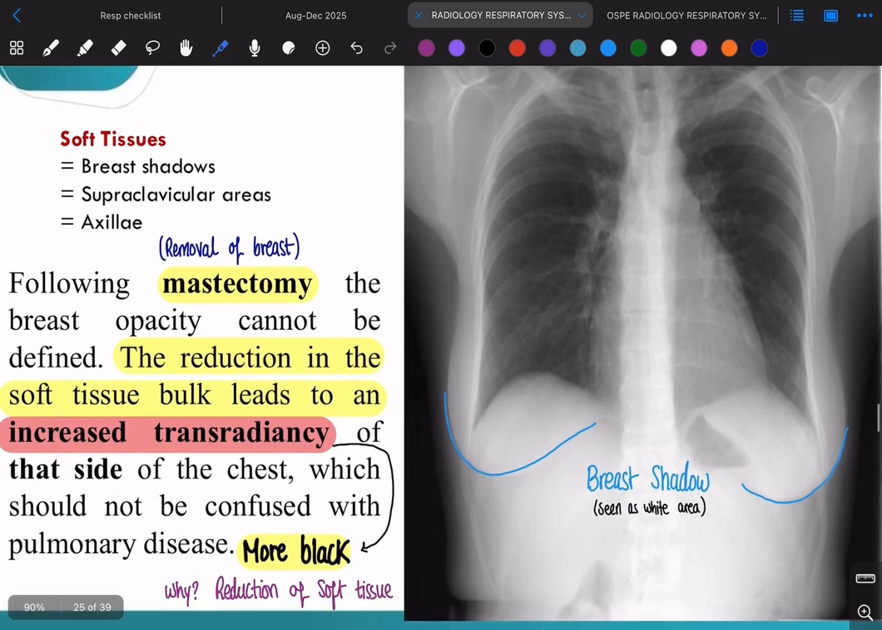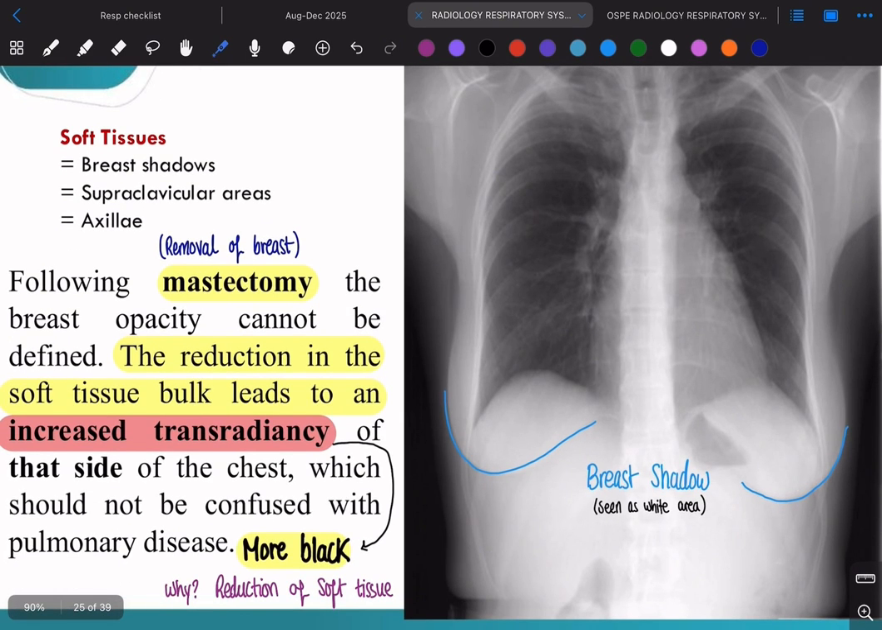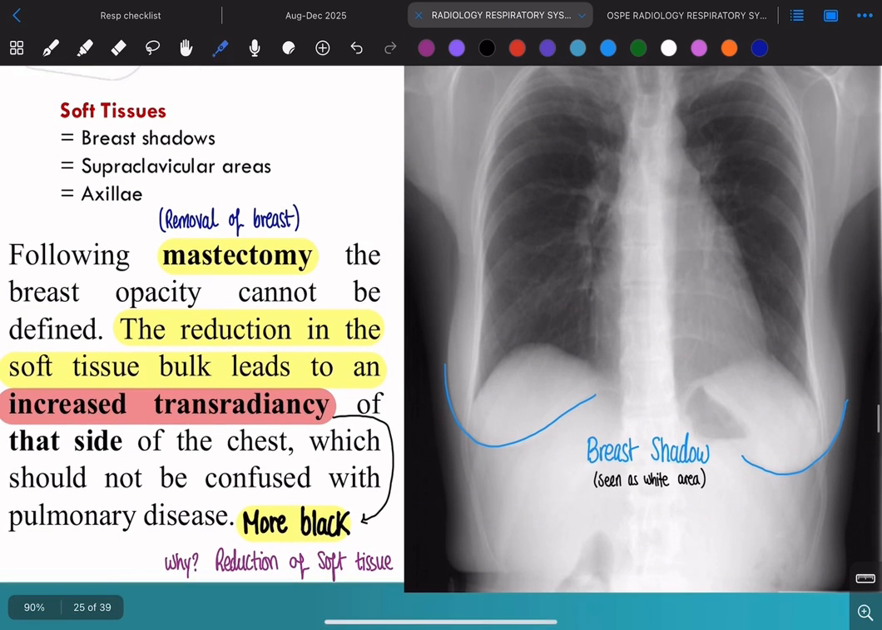soft tissues. For the soft tissues, what do we need to know? We need to know this is the breast shadow, or the shadow of the breast, and it appears as white. It appears very white and bright in the X-ray or in the image, okay? And why does it appear white or very bright? Because it's soft tissue, right? So the soft tissue is going to appear white or light in color.